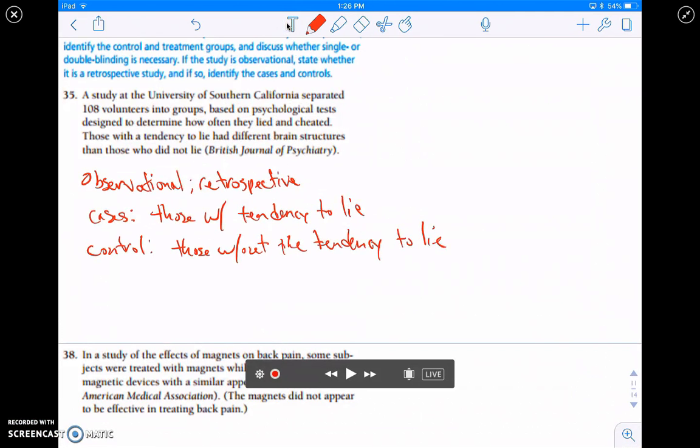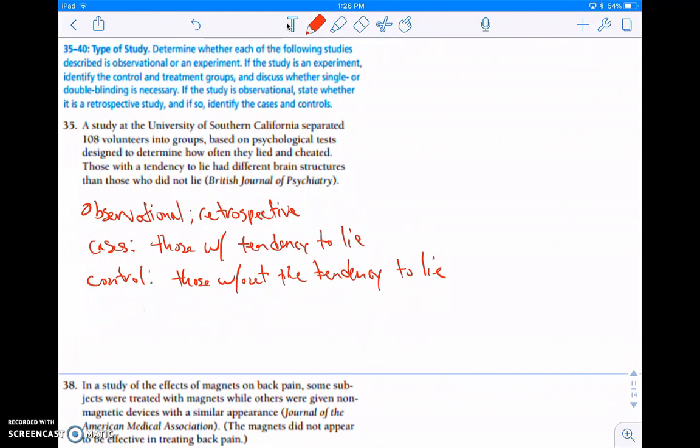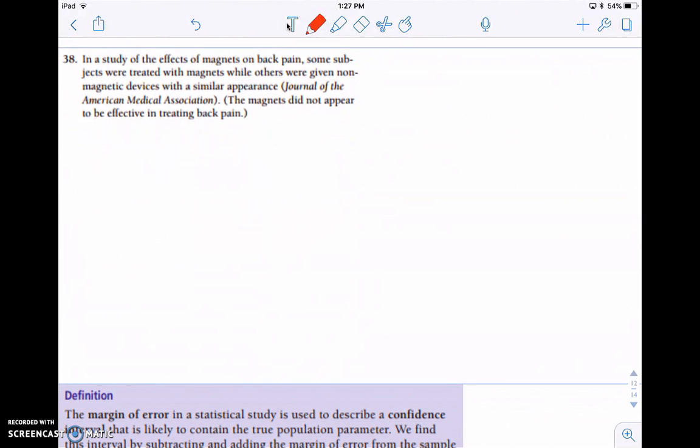Okay, this is part 3, looking at Unit 5A, statistics, and in this next example we're trying to determine whether the study is observational or an experiment. If it's an experiment, we're going to identify the control and treatment groups and discuss whether single or double blinding is necessary. If it's observational, we want to state whether it's retrospective or not, and if so, identify the cases and the controls.